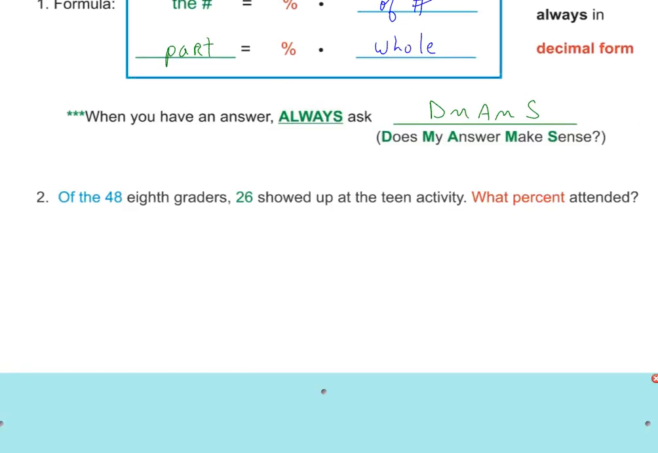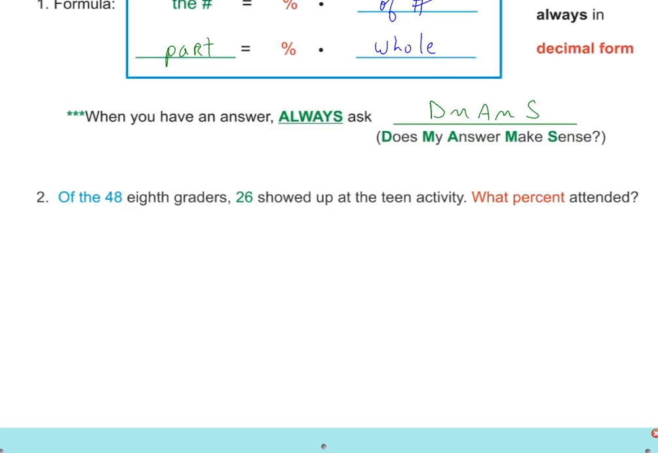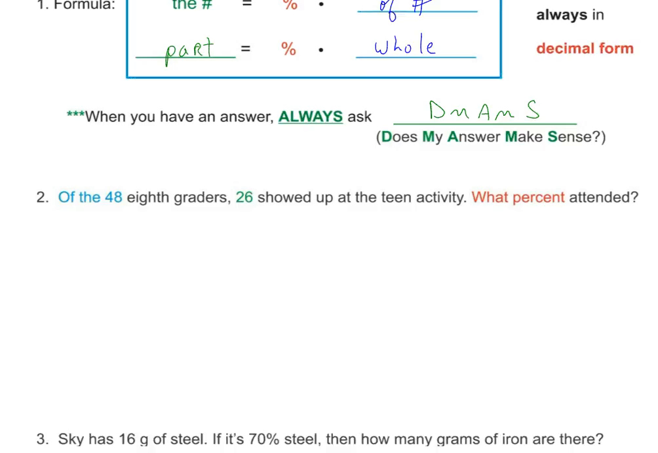All right, so let's see what we got here. First question, number 2. Of the 48 eighth graders, 26 showed up at the teen activity. What percent attended? So we've got 2 possible formulas. Somebody raise your hand and tell me which one you'd like to use on this one. Brendan? Tell me the formula.